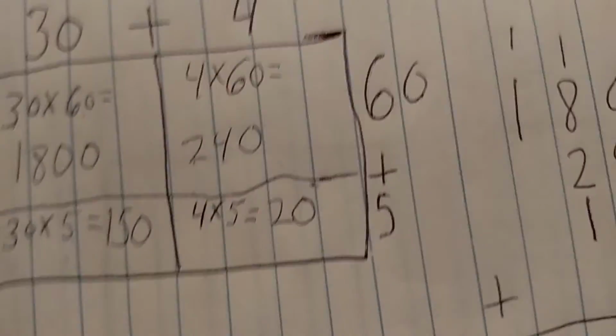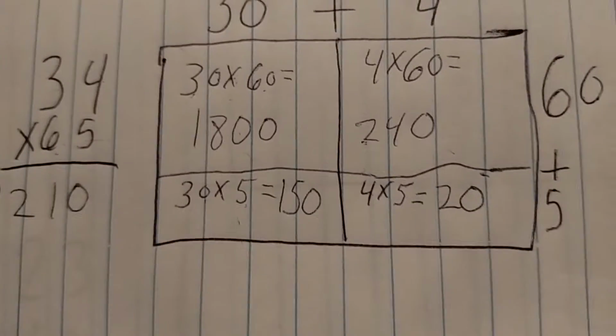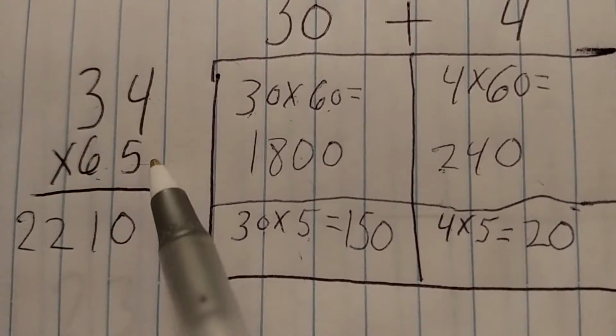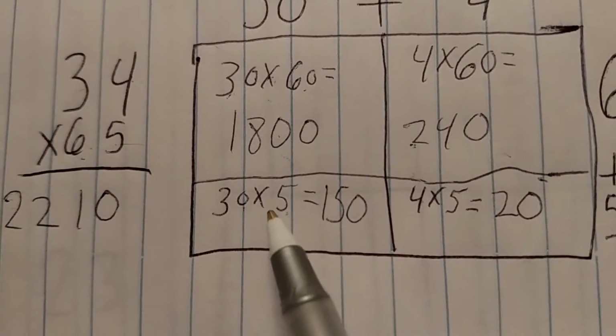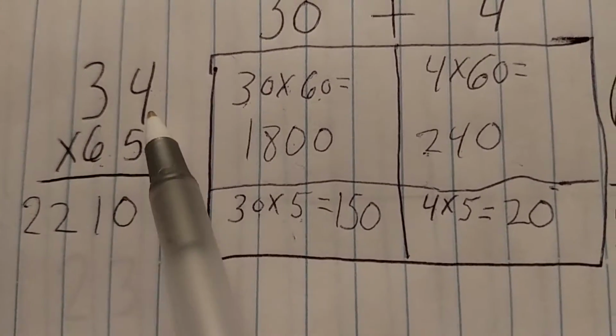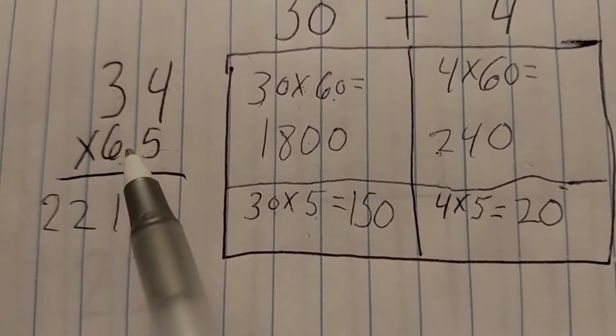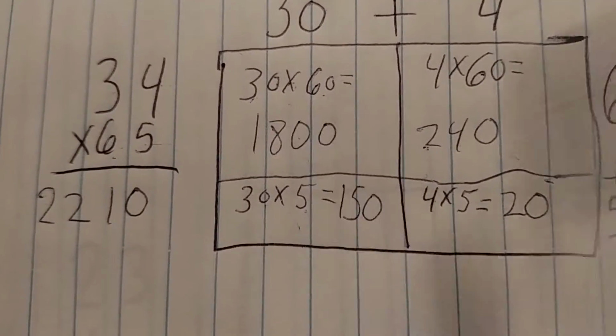Really what we're doing with this problem is we took each piece of our multiplication problem and put it in different boxes. So we have 5 times 4, right there. This 5 times 30, right there. This 60 times 4, right there. And this 60 times 30, right there.